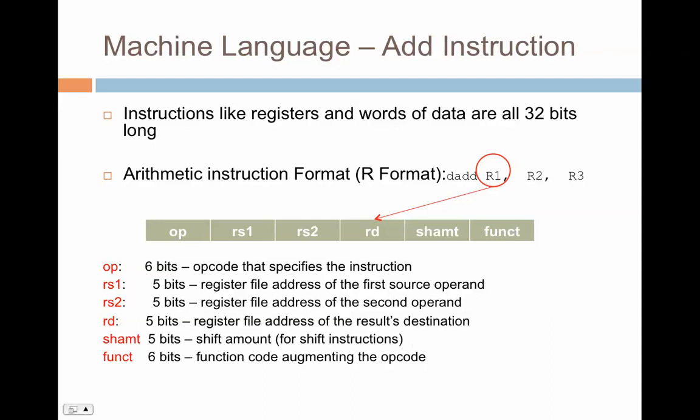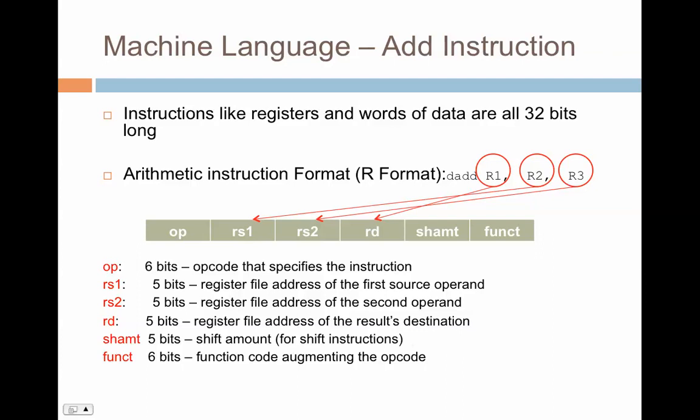R2 and R3, on the other hand, are source specifiers, as we mentioned, and those two will be specified by RS1 and RS2. Now we will use 5 bits to identify the register file address. The 5 bits tell us that we can have at most 2 to the power 5, or 32, registers in the register file. So the 5 bits are the address specifiers.